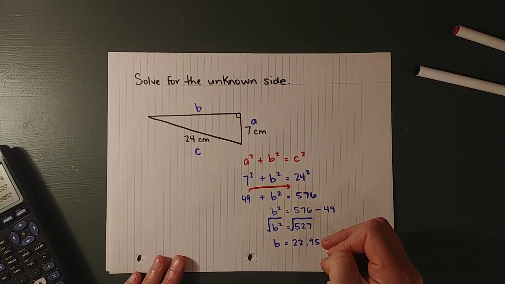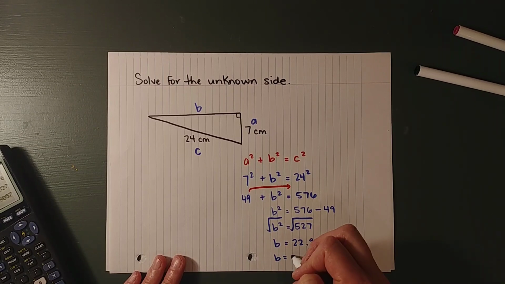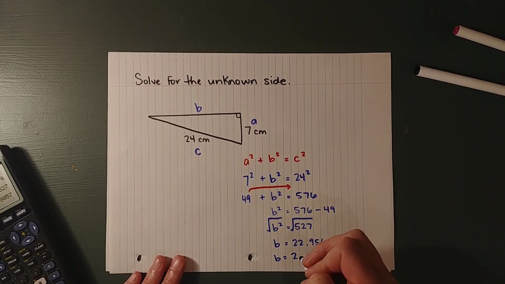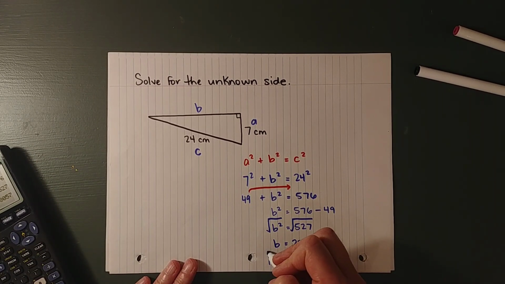Well, I should have written it differently. So if we're just rounding to one decimal place, we would actually move that up to 23.0. Okay, so that would be our final answer there.